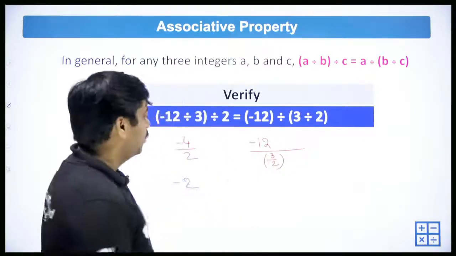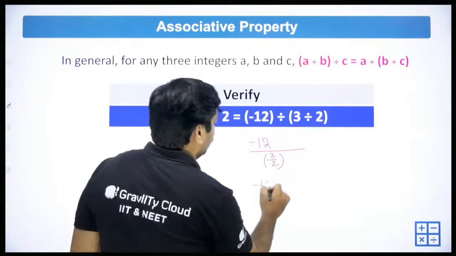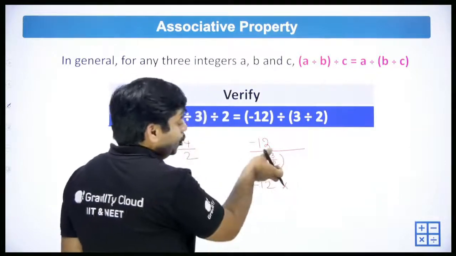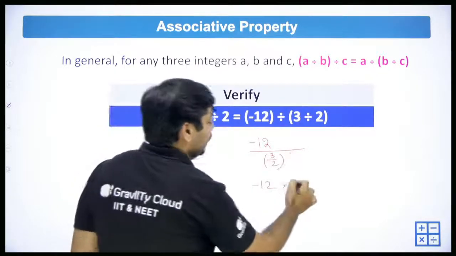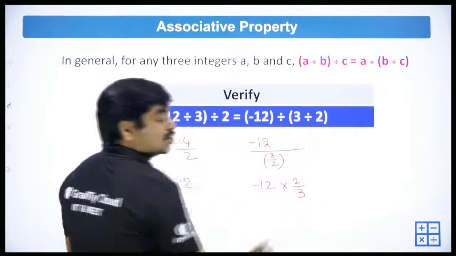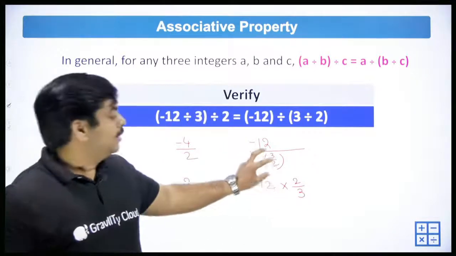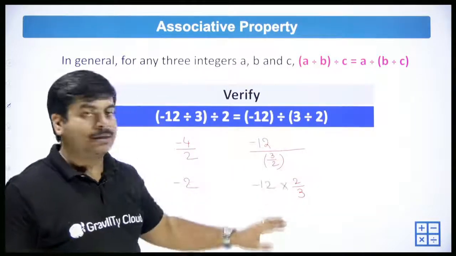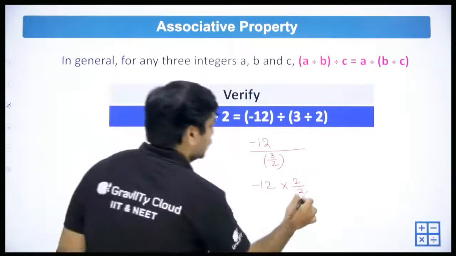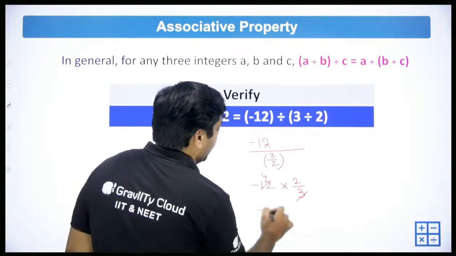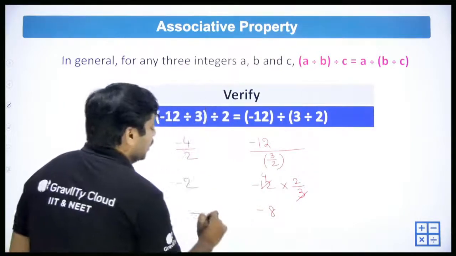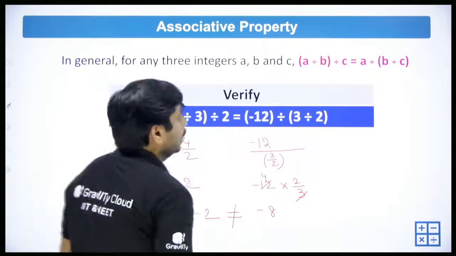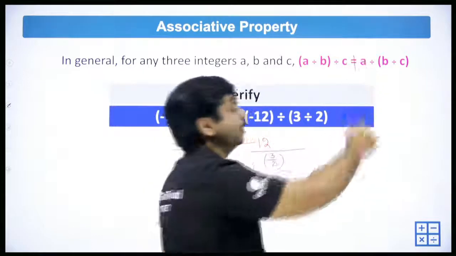So what we can conclude? This is equal to minus 12 into this 3 by 2 becomes reciprocal. I told you many times, if we have a fraction in the denominator, we need to reciprocate. 2 will come to the numerator, 3 will go to the denominator. So 3 ones are 3, 3 fours are 12. So this is minus 8. Minus 2 and minus 8, we can see clearly that these two are not equal.